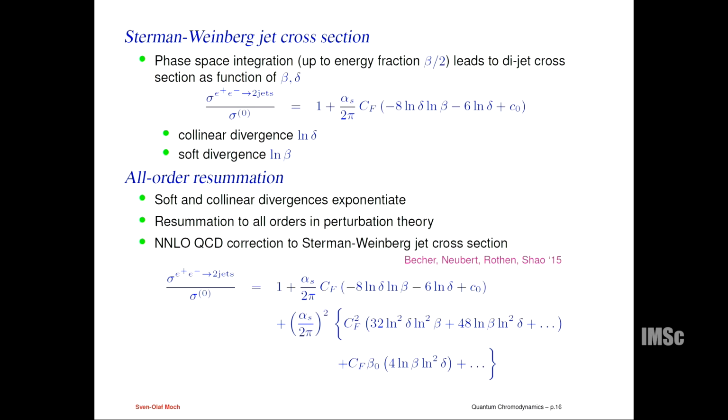So at NLO, we have this C_F times minus 8 log delta log beta minus 6 log delta. And now if you exponentiate this, then basically you need to square this thing here and divide it by 2. So if we square minus 8, we get 64. We divide it by 2, we get 32. So this is correct. Then we have 8 times 6 times 2, which is 96, times 2 divided by 2, so this is giving us 48. So this is basically those two terms here.